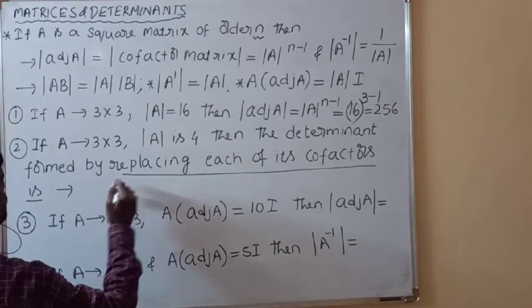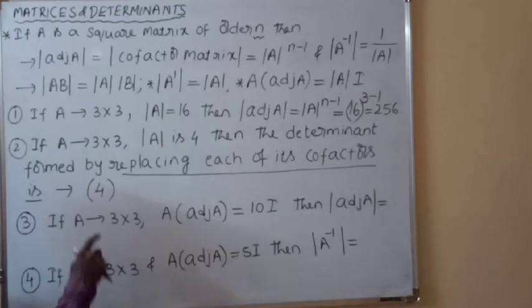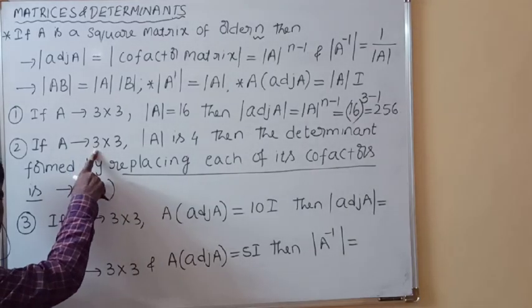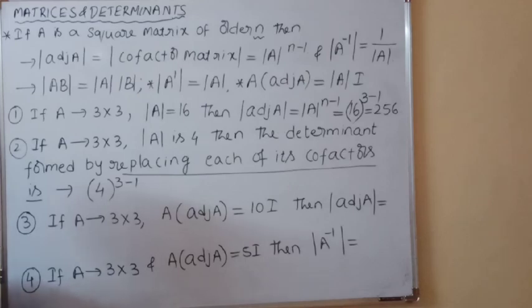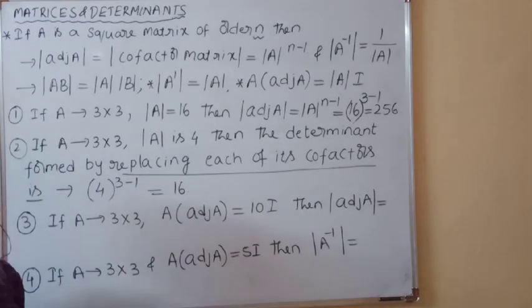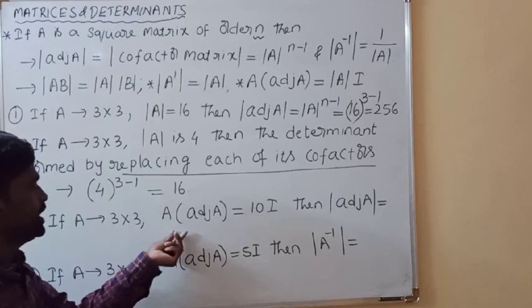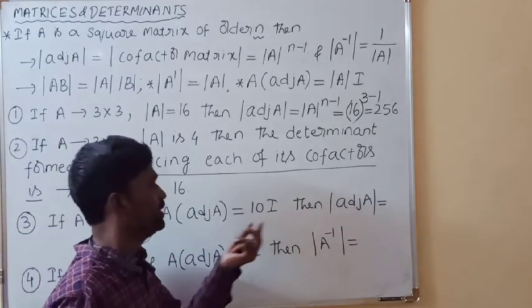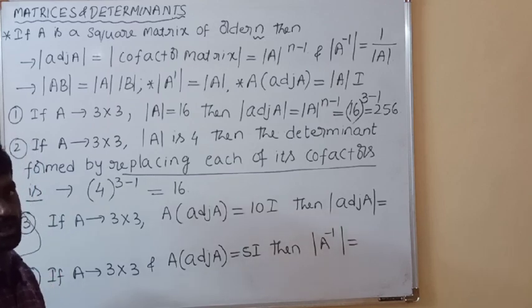Here det A value is how much? 4 power n minus 1. What is n value? N is nothing but order only. So n minus 1 is 3 minus 1. So 4 square how much? 16, over. Now look at third problem. A is a square matrix of order 3 by 3. A into adjoint A is equal to 10 into I. Then what is the determinant of adjoint A?